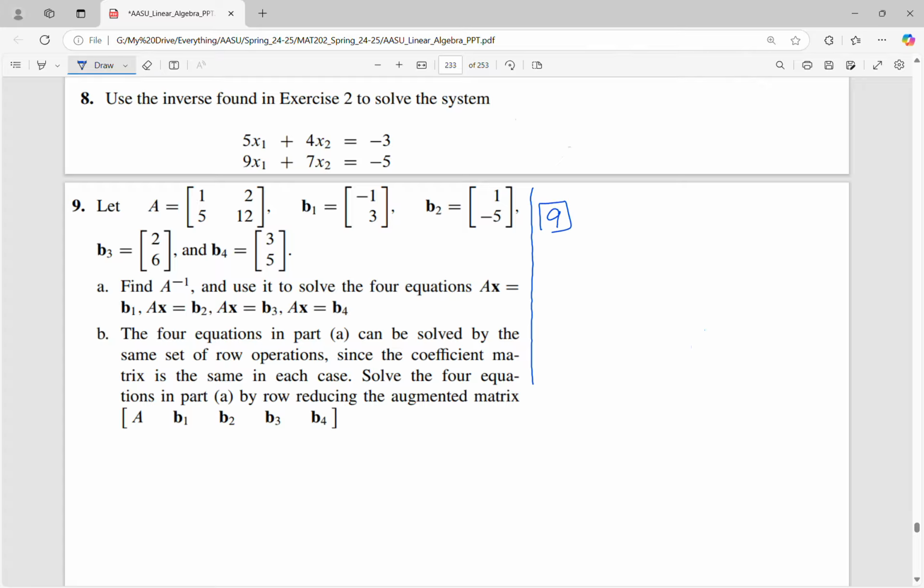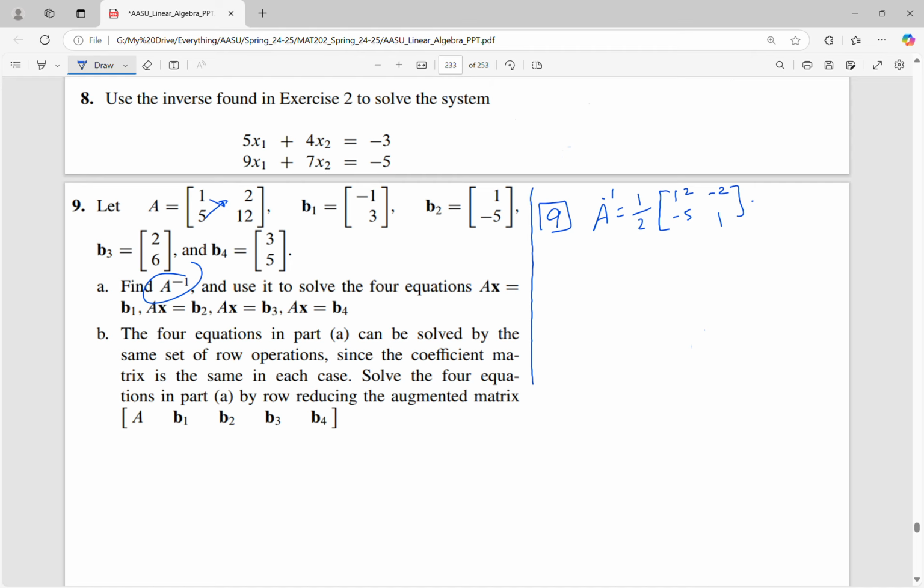I have a matrix A and the question says find A inverse. So quickly, what is A inverse? First of all, does it have an inverse? We multiply 12 minus 10, yes. This is the 1 over the determinant. On the diagonal, we flip. On the other diagonal, we change the signs.